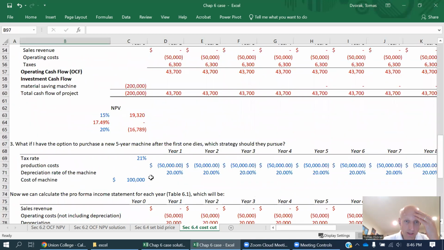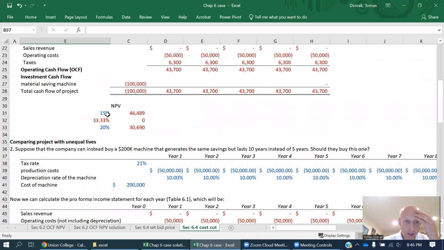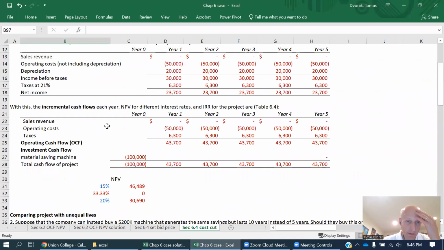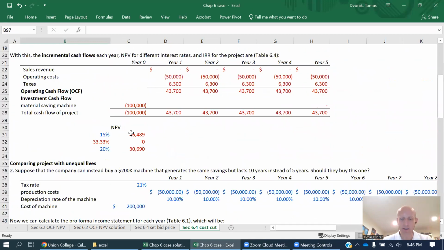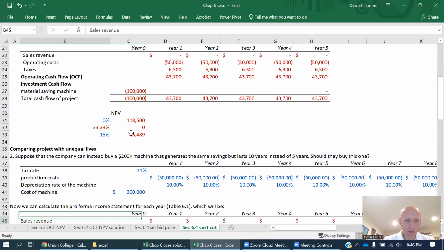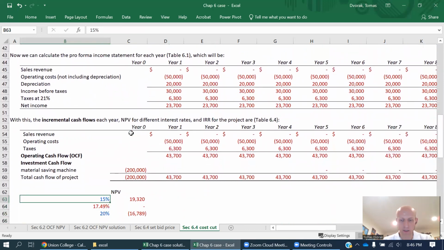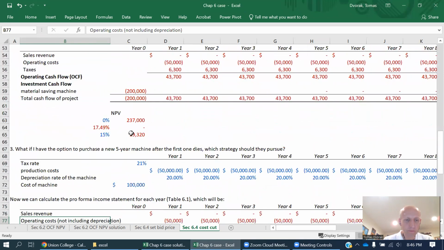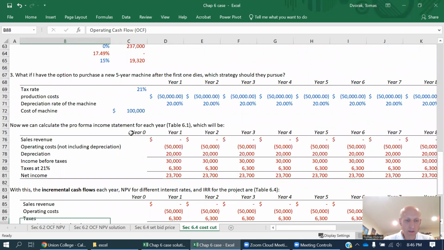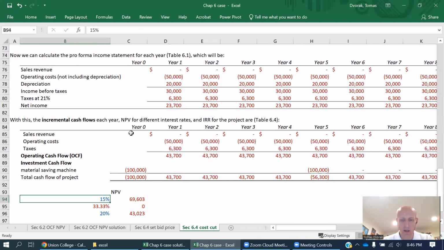Well, let's actually change these baseline discount rates. Let's make this 10. Let's make this 15. Let's do the same thing over here, 0 and 15. So what is going on?